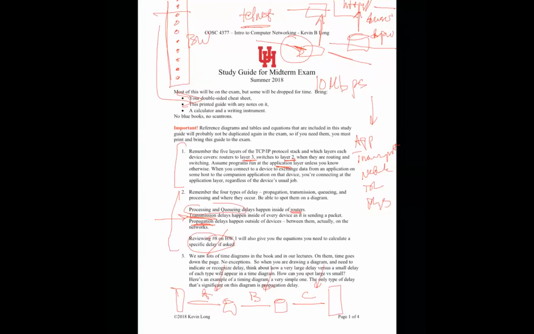So if you want to figure out the propagation delay, why not just add the 3 links together and then divide it by the 2.5 times 10 to the 8th and just do it once instead of having to do it 3 times. The same thing, router delay.